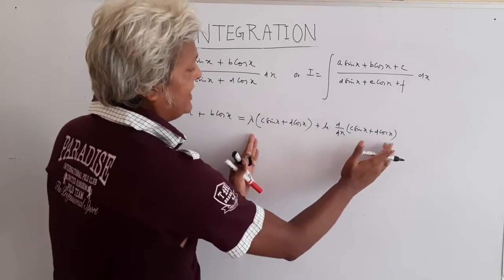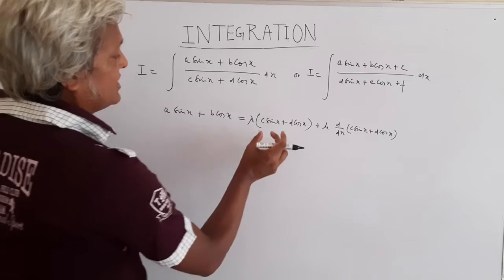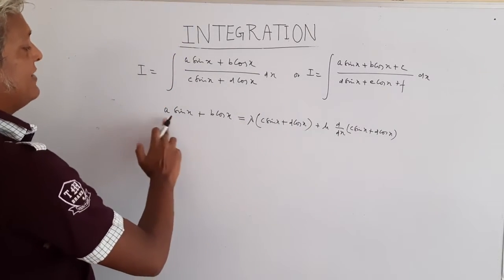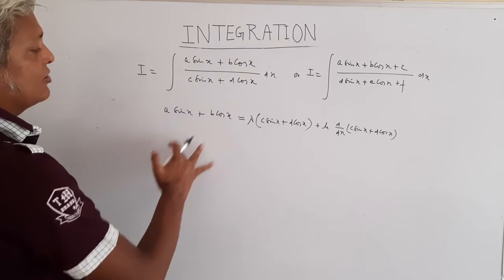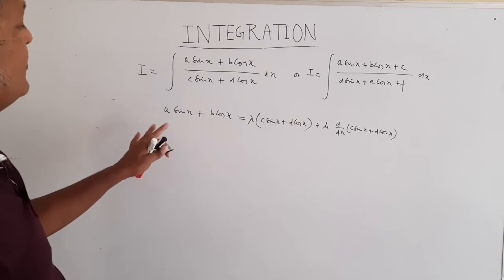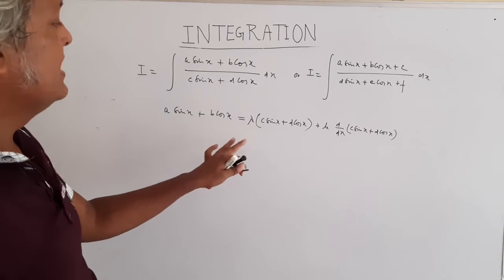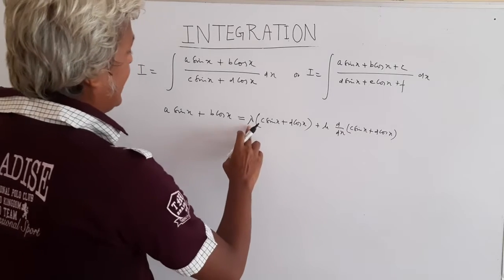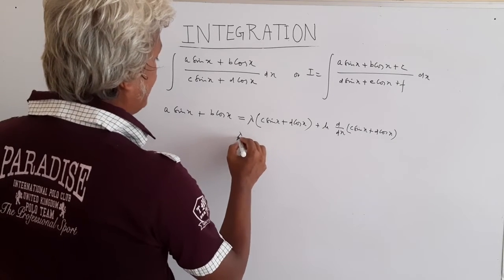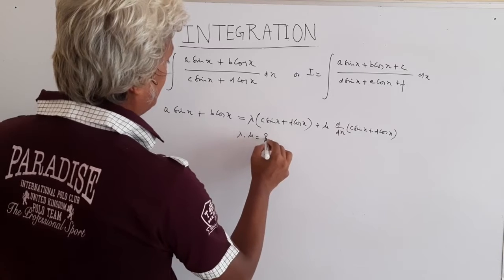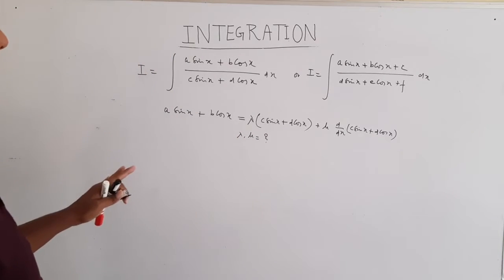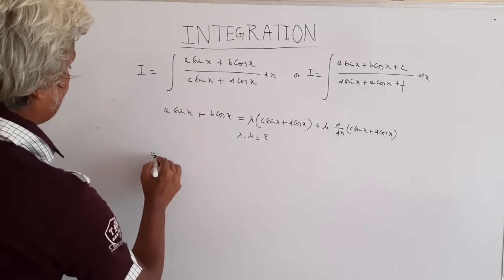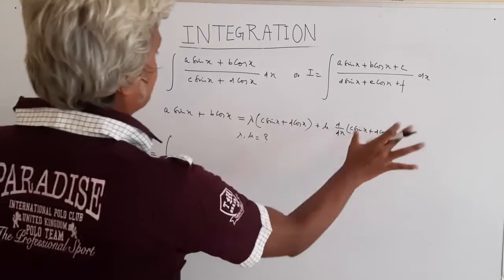So on the right hand side you will have an expression consisting of sin x and cos x, and on the left side again you have an expression consisting of sin x and cos x. When you compare the coefficients of sin x and cos x, you'll get a pair of equations, and these two equations will help you find the values of lambda and mu. Then you replace the numerator in this very same form.